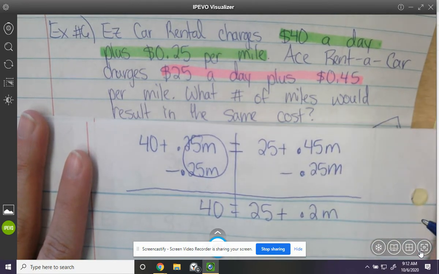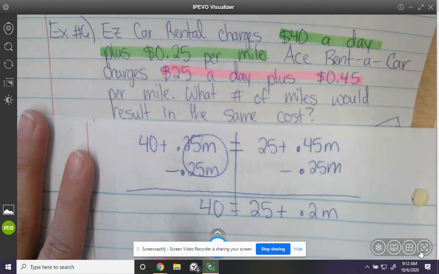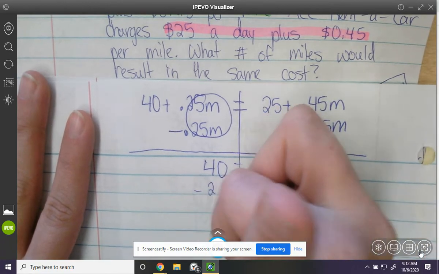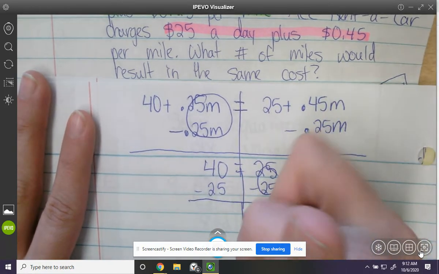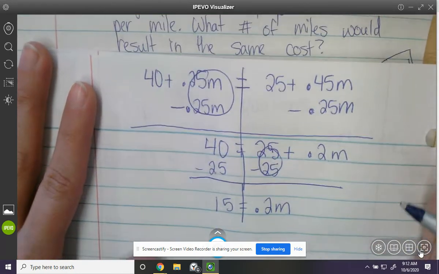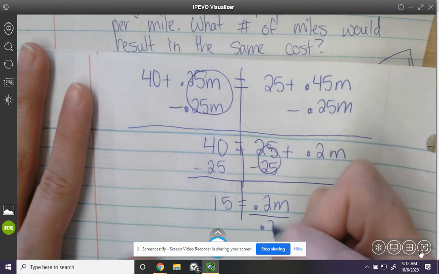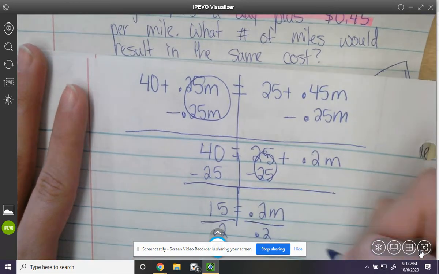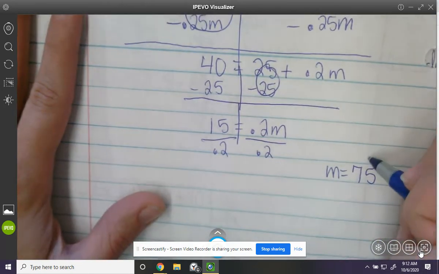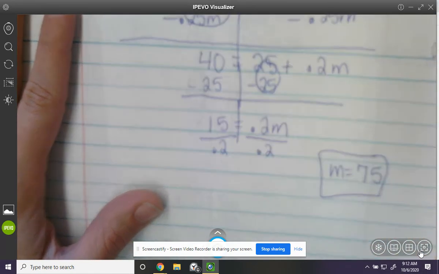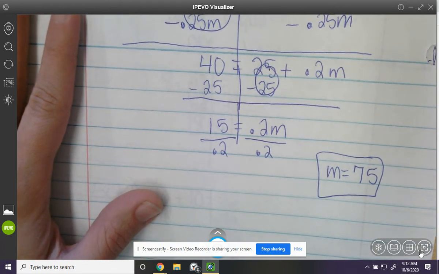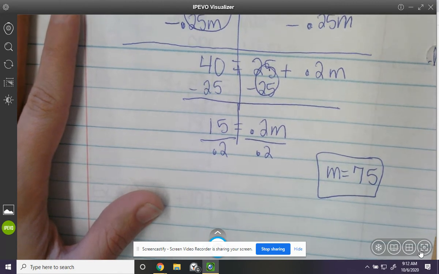0.2m. So now I can't bring 40 over here because that leaves nothing on this side. So I have to subtract 25, bring it over here, reset everything. That's going to be 15 equals 0.2m. And then my last step would be divide by 0.2. So m equals 75 miles. So that would be the mileage that it doesn't matter which one you go with because you're going to be paying the same.